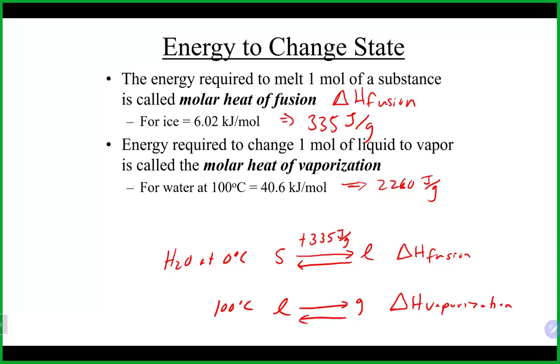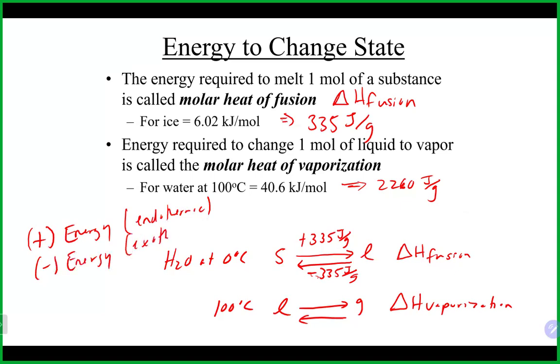Going from liquid to solid is an exothermic process, which means energy needs to be released. That would be minus 335 joules per gram. And it's really the same number. Again, just remember that typically, anything that's a positive energy value basically means endothermic. Anything that's a negative energy value is exothermic.